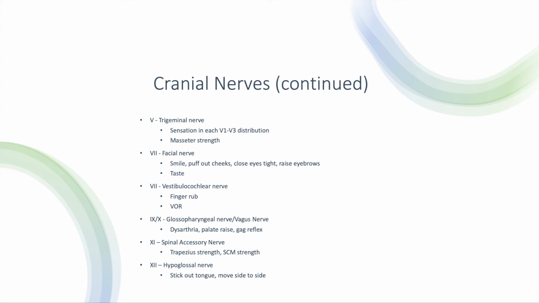Next is the eighth cranial nerve, and we usually test it with finger rub. And then in patients who are in comas, and we'll talk about a coma exam in an additional episode, you check the vestibulo-ocular reflex, which also tests cranial nerve 8. Now, usually we test 9 and 10 together, the glossopharyngeal nerve and the vagus nerve, and that's things like dysarthria, palate raise, gag reflex. These are all things that we like to check. We don't tend to check gag reflex on awake patients, but especially for comatose patients, we check for cough and gag. The 11th nerve is the spinal accessory nerve, and we test for trapezius strength and sternocleidomastoid strength.